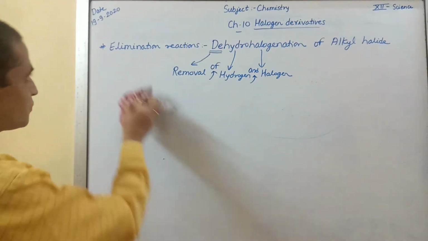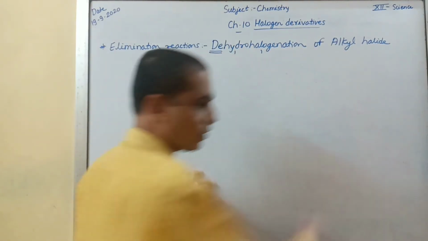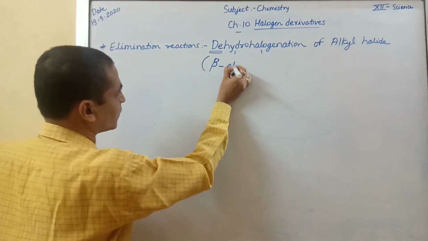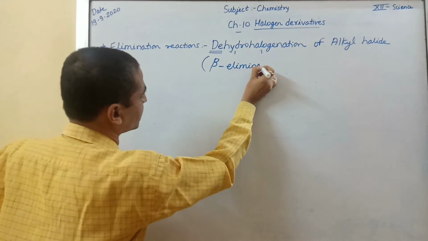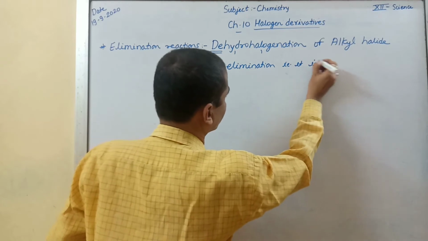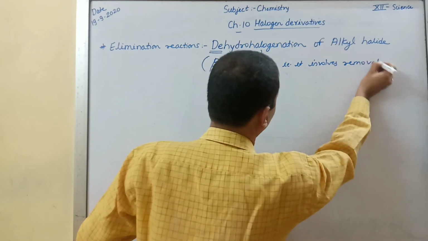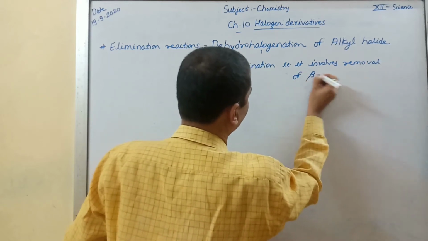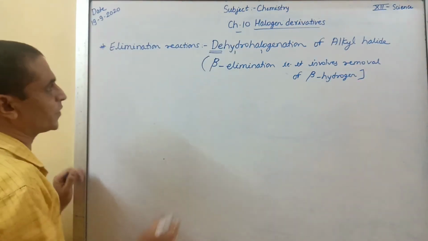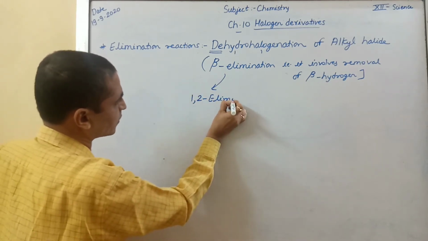Now, this dehydrohalogenation is also called as beta elimination. Why is it called beta elimination? Because it involves removal of beta hydrogen from alkyl halide. This is also called as 1,2 elimination.